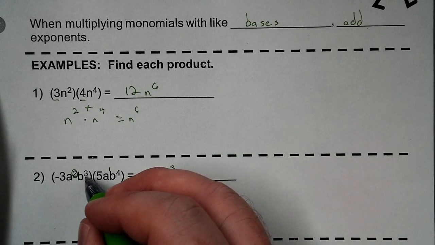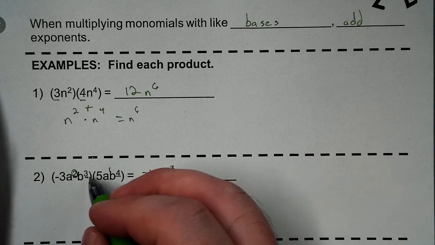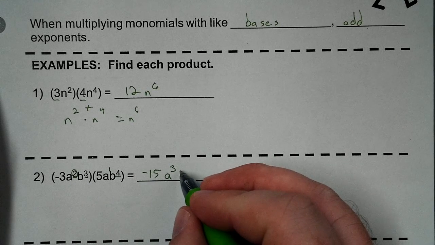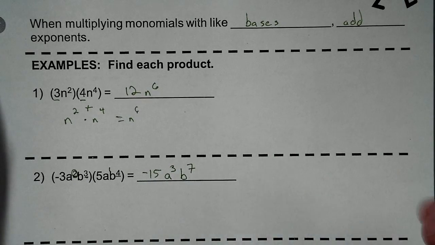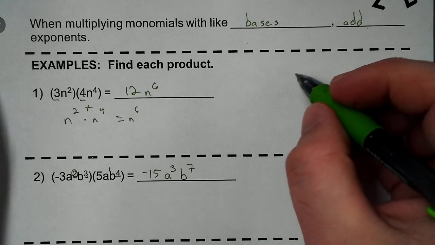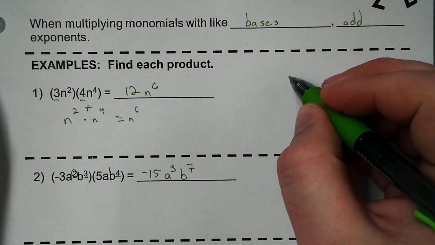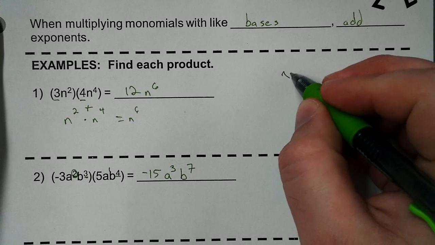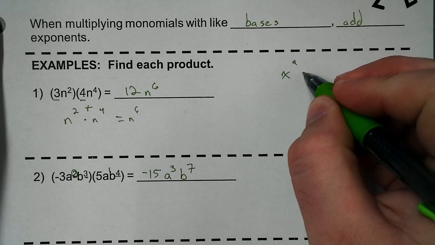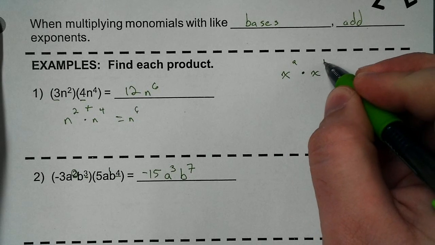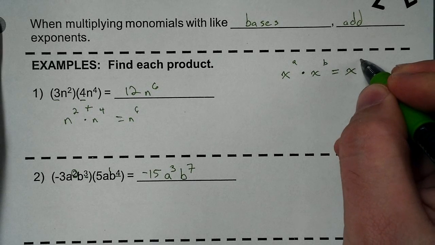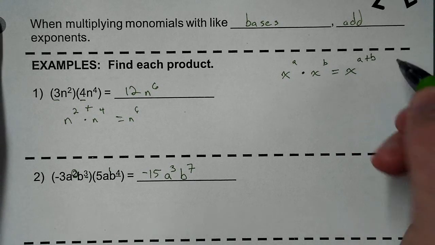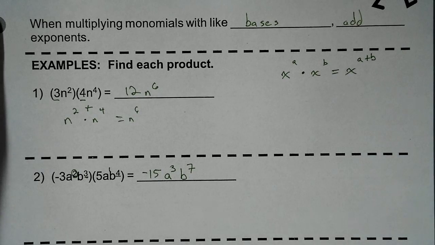Now I've got 3 B's here, and I've got 4 B's here. 3 plus 4 is 7, so it is going to be B to the seventh. We're just using the product rule over and over again. We've done the product rule before. So if you need to write this down, so you remember, the product rule says whenever you have a base to the A times a base to the B, it is the same as that base to the A plus B, where you just add the exponents together.